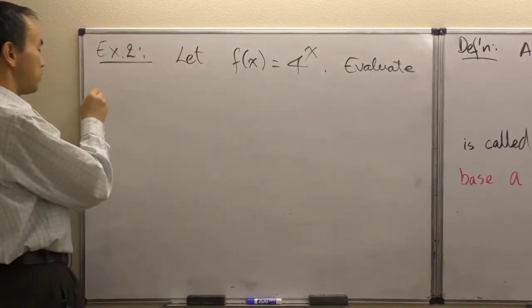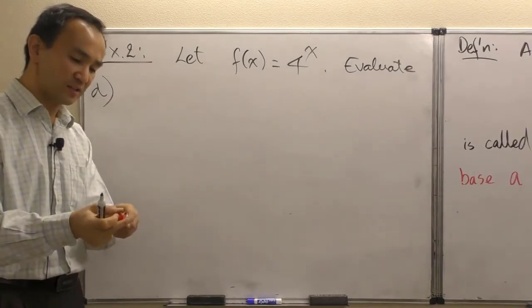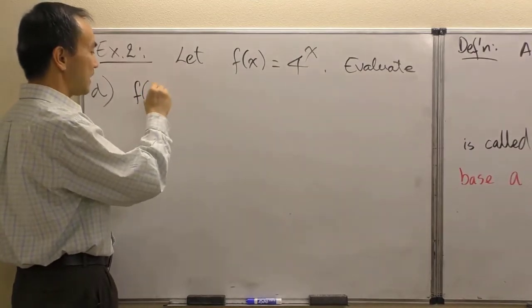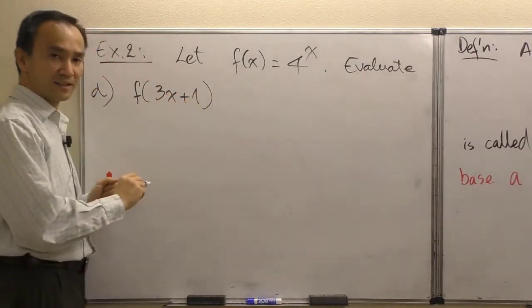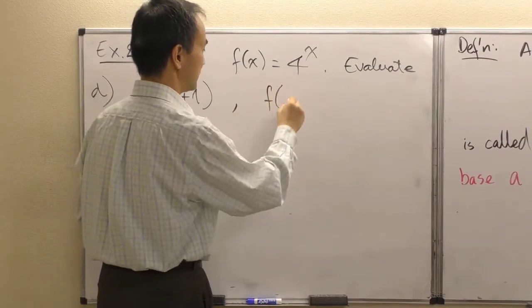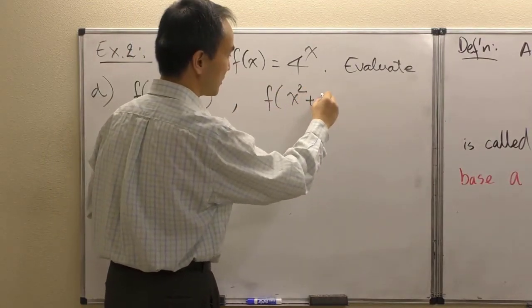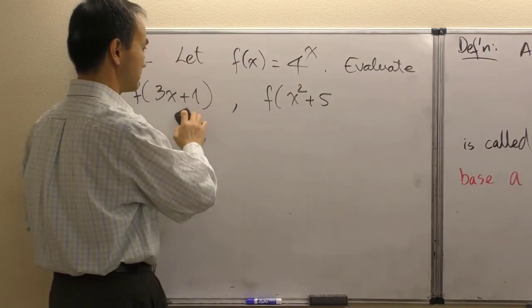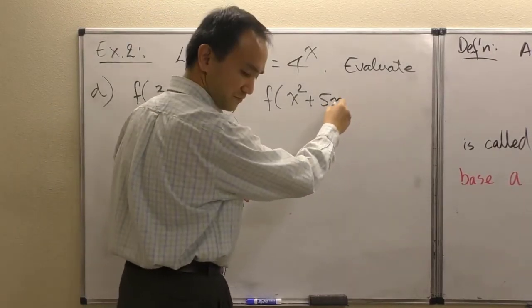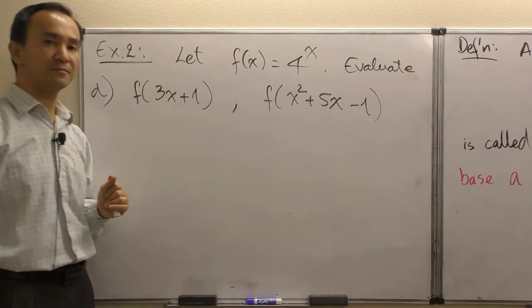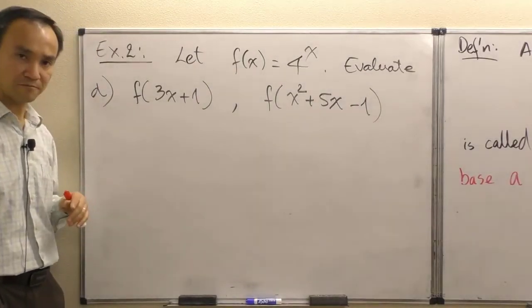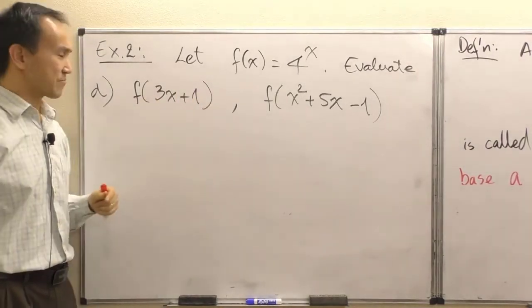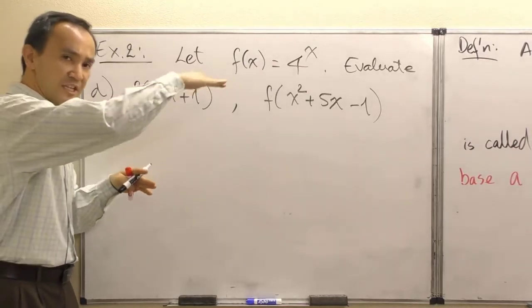All right, so in part D, one more problem is being introduced in this particular example. So how about the same problem in part D right here? Let's do two tasks. f of 3x plus 1, and then f of x squared plus 5x minus 1. All right, so that was our part D of the example. There are two tasks in here, but the work is the same as in part C and part B that we were doing earlier.